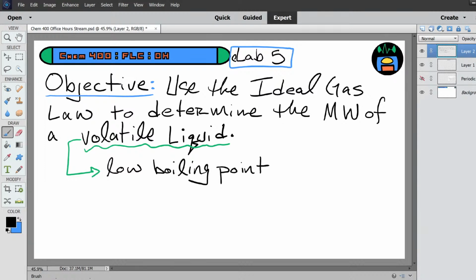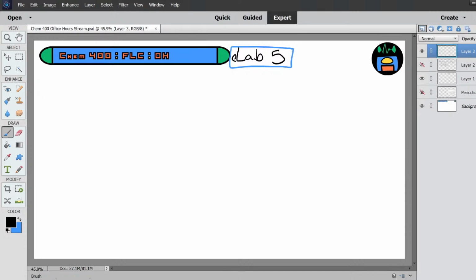And so the kind of experimental design for this experiment, we'll get to the design, but I just wanted to address what a volatile liquid was. And it's a liquid, so it's easy to handle, right? Gases are hard to handle. But because it's low boiling, we can have it enter the gas phase without putting forth a ton of effort. Now, I'll talk about the background and what is done in this experiment. But first, I want to explore how we're going to use the ideal gas law to determine the molecular weight.